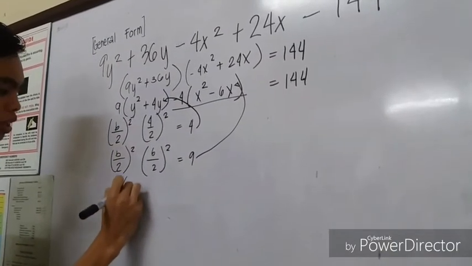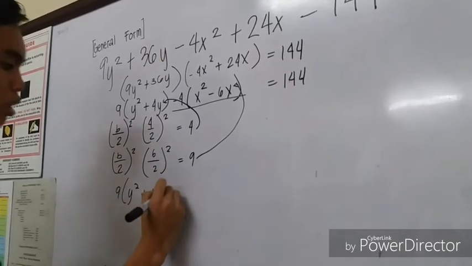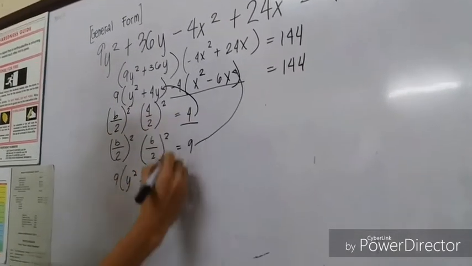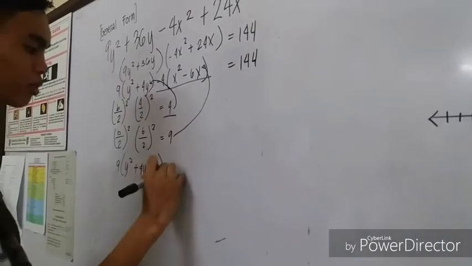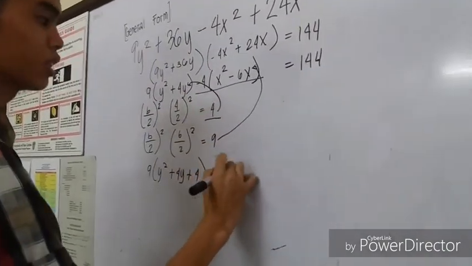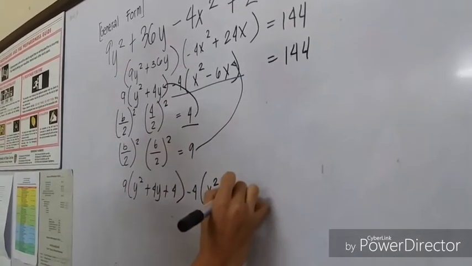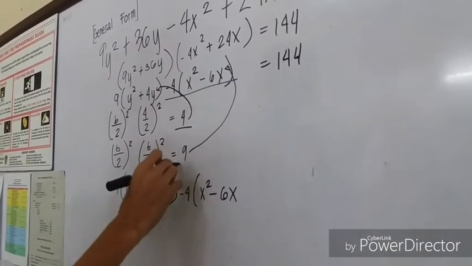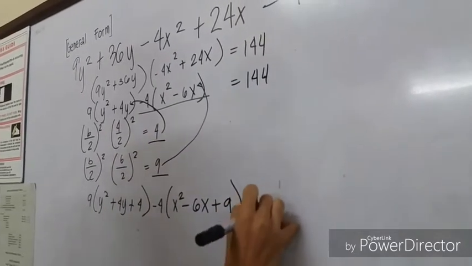So it comes to 9y squared plus 4y plus 4, then copy negative 4, quantity x squared minus 6x plus 9, is equal to 144.